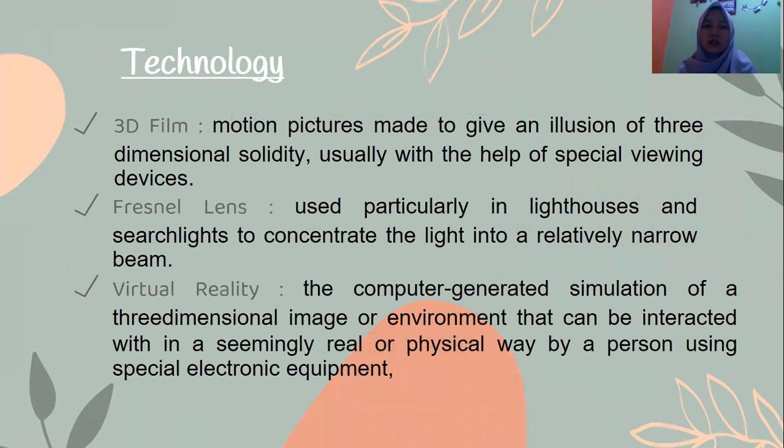Next, in technology, what is the relationship of optical instruments in technology? The first is 3D film. 3D film is motion pictures made to give an illusion of three-dimensional solidity, usually with the help of special viewing devices. And the second is the Fresnel lens. The Fresnel lens is used particularly in lighthouses and searchlights to concentrate the light into a relatively narrow beam.